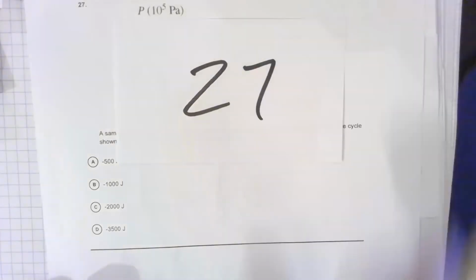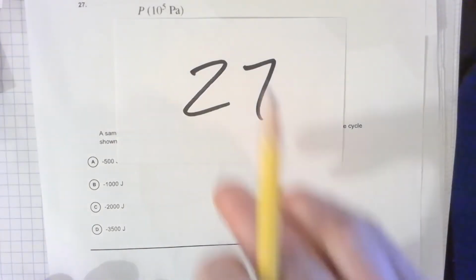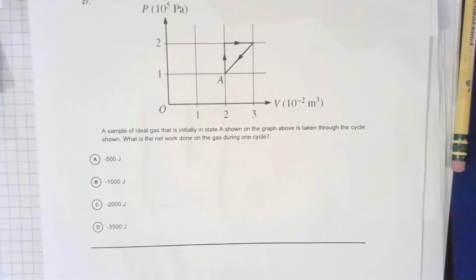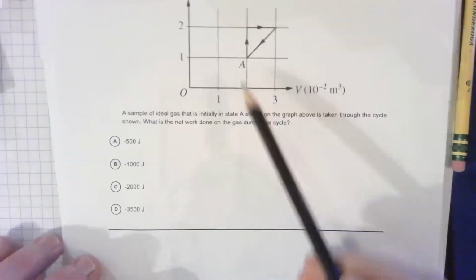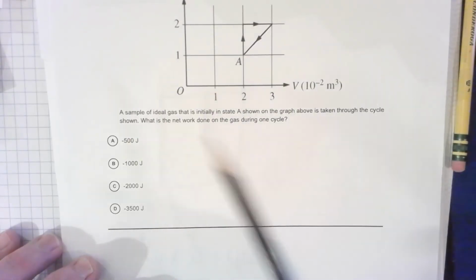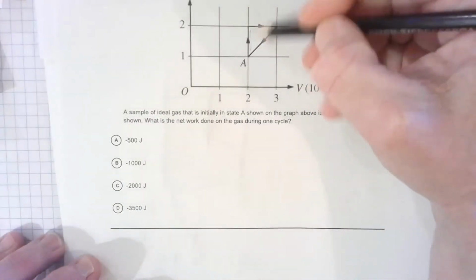27. Last one, I believe. An example of an ideal gas is initially at state A, shown in the graph, taken through the cycle. What is the net work done? Okay, so finally we get one of those questions.